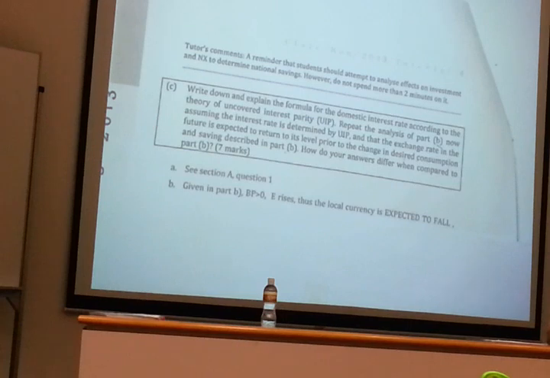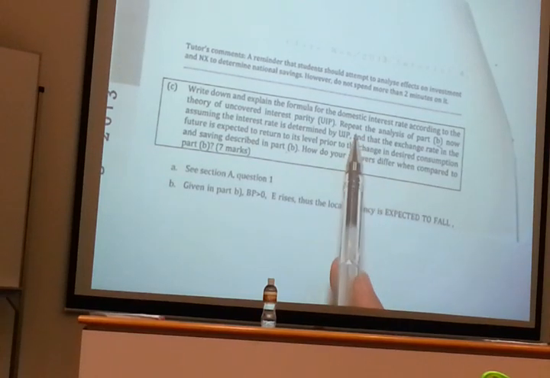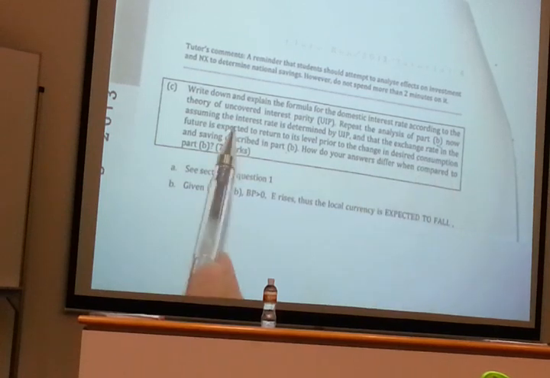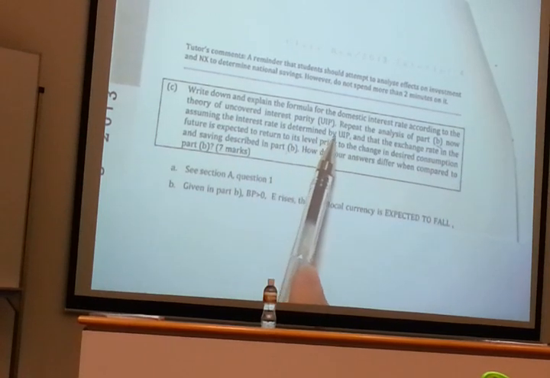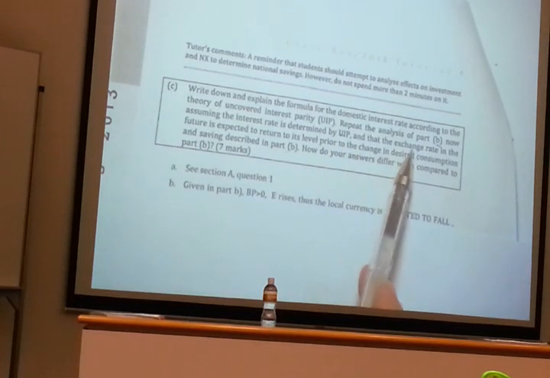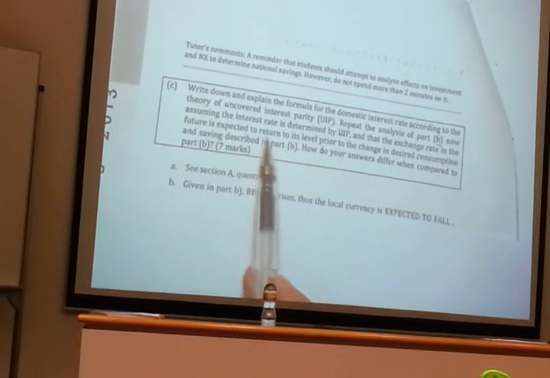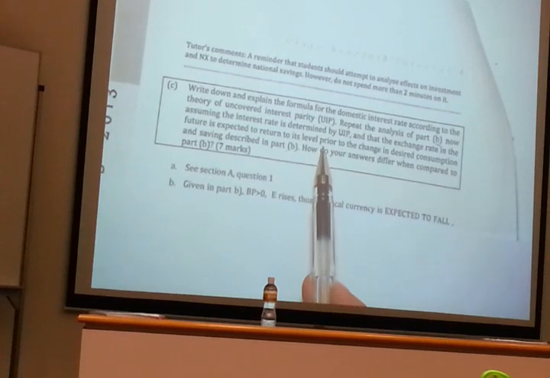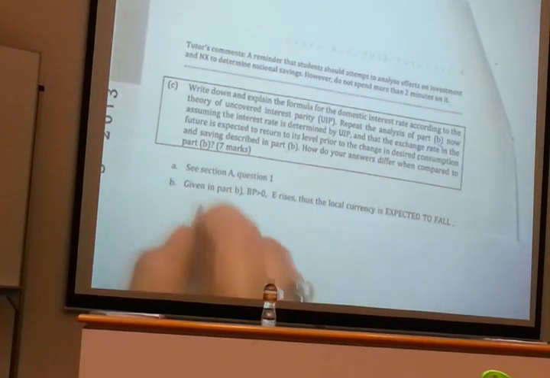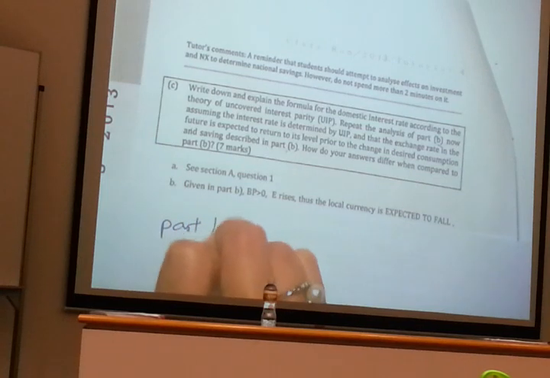Then the question says, you must be very careful. Repeat the analysis of part B, but now assuming interest rate is determined by UIP. So much so that the exchange rate is expected to return to the level prior to the change in consumption. Okay, so don't copy. What the question is telling you is this.